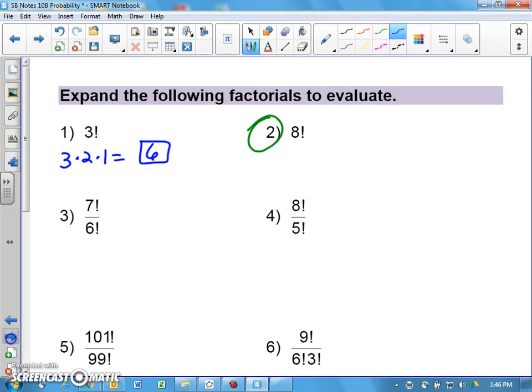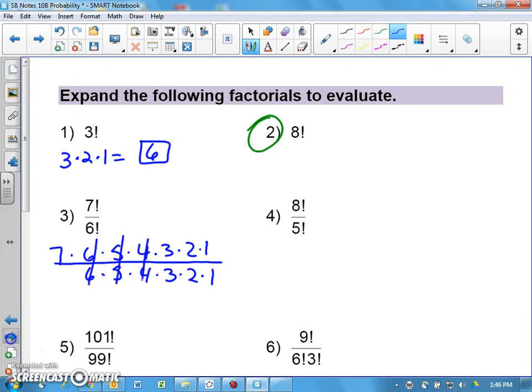All right, so 3 says 7 factorial over 6 factorial. So let's think about what's happening here. I have 7 times 6 times 5 times 4 times 3 times 2 times 1 over 6 factorial, which would be 6 times 5 times 4 times 3 times 2 times 1. Since everything's multiplication, I can cancel. So those all cancel, and my answer would just be 7.